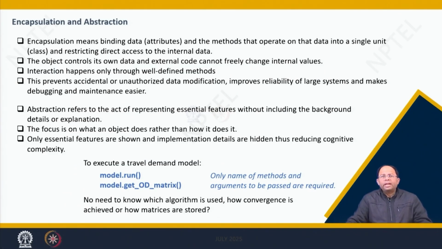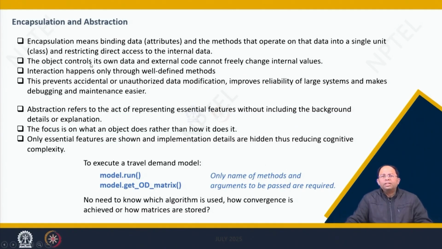When we talk about encapsulation and abstraction, we have already discussed these properties to a certain extent. Encapsulation basically means binding data, in this case attributes, and the methods that operate on the data into a single unit called a class, and restricting direct access to the internal data from other parts of the program. So that is the concept of encapsulation. The way a class is constructed is based on this particular property.